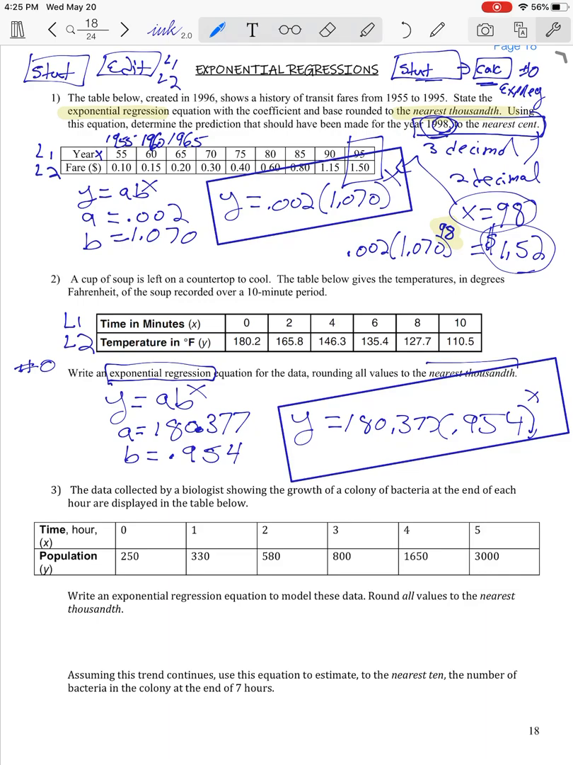Okay, guys, welcome back. Here goes number 3. Here's how we hopefully did this one. This is list 1. This is list 2. So we plugged in to my list 1 and my list 2, and I got my equation. Now, it says the data collected by a biologist showing the growth of a colony of bacteria at the end of each hour are displayed in your table. They want the exponential regression, and again, nearest thousandth.